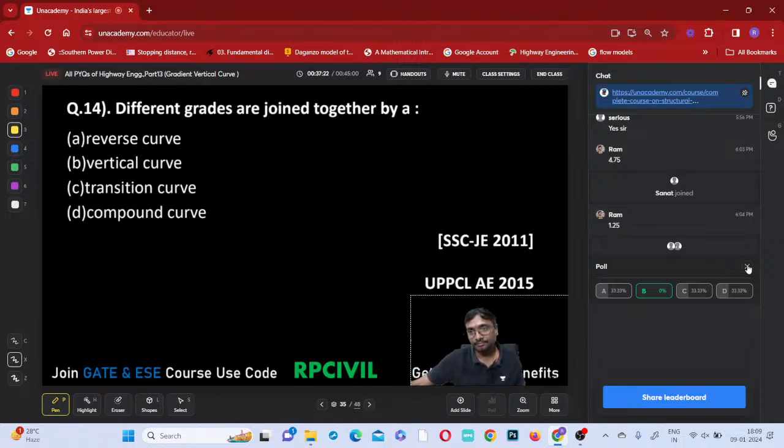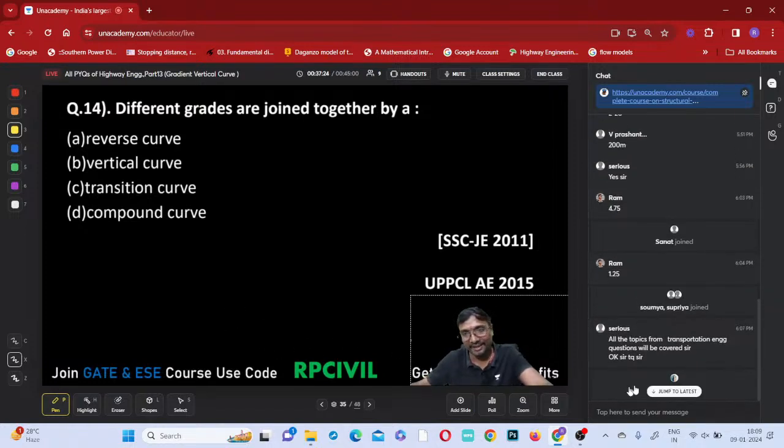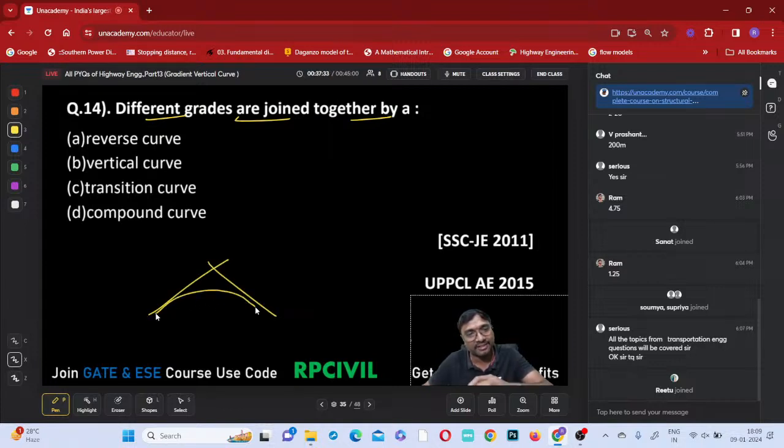Which one? Nobody answered correctly from special. Why? Different gradients are joined together, right? So different gradients will be joined together to get which one? This kind of summit curve, or this kind of valley curve? Which curves are these?